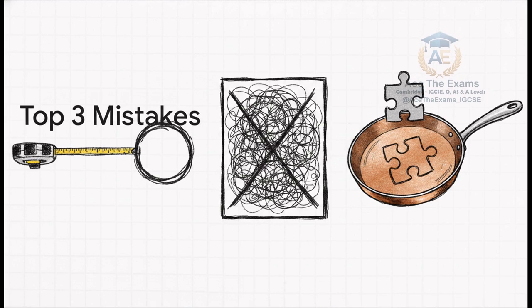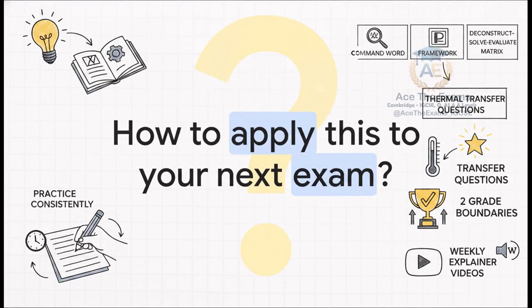Now listen closely. Students who implement these physics strategies see an average improvement of 2 grade boundaries, but only if they practice consistently with our weekly videos. As you prepare for your upcoming exam, you really need to shift your mindset. Stop focusing just on finding the right answer and start focusing on mastering the process. By mastering command word decoding, applying the PEEL framework relentlessly, and using our time management matrix and the deconstruct, solve, evaluate method, those intimidating thermal transfer questions are going to become your highest scoring section.